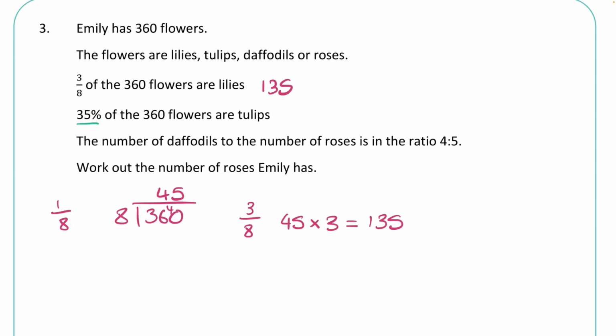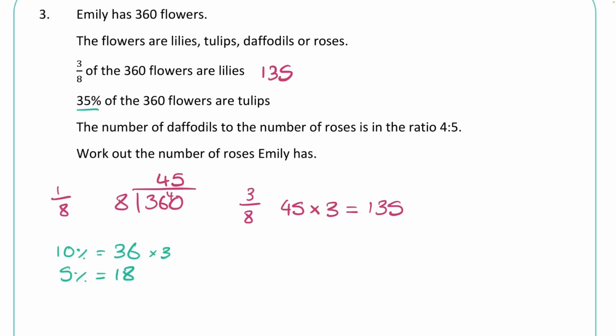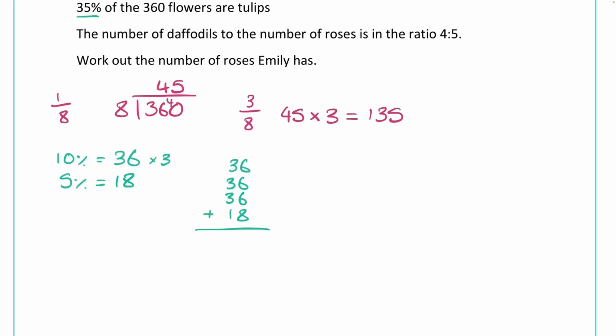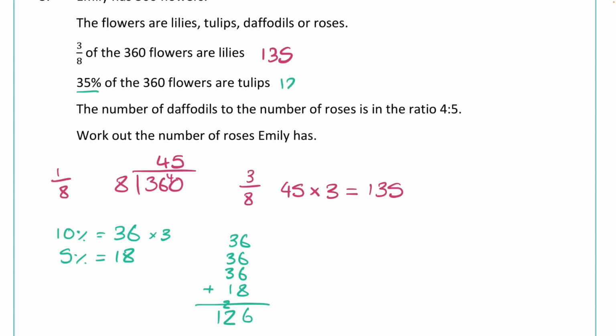If we move on to the tulips, we have 35% of them being tulips, so 10% is 36, 5% is half of that, 18. We want 3 of the 36s to make 30%, and then the 18 as well. I could just do column addition for that, so 36, 36, 36 and 18. Add these up, 6, 12, 18, plus the 8, 26. 3, 6, 9, 10, 12. So there we go, 126 tulips.